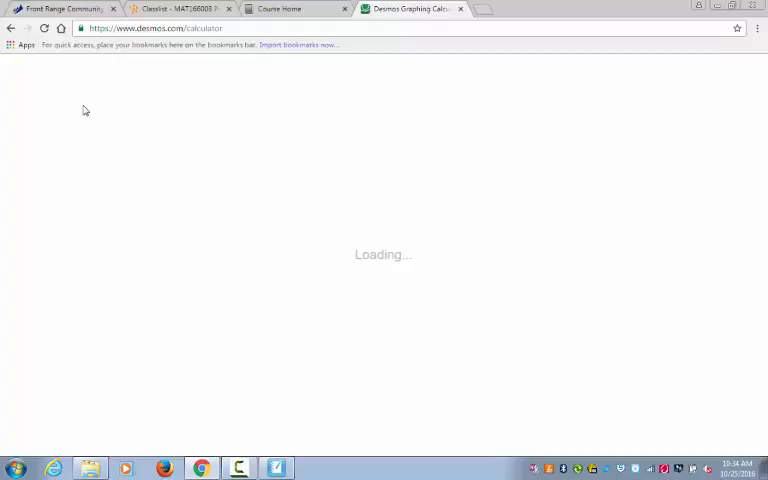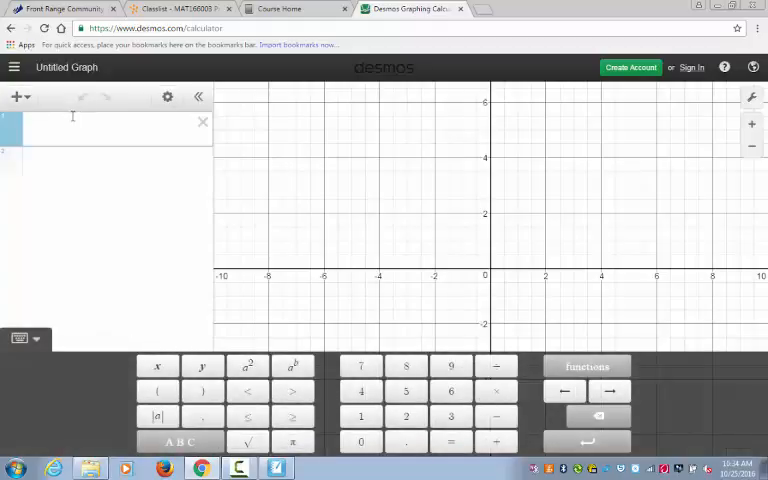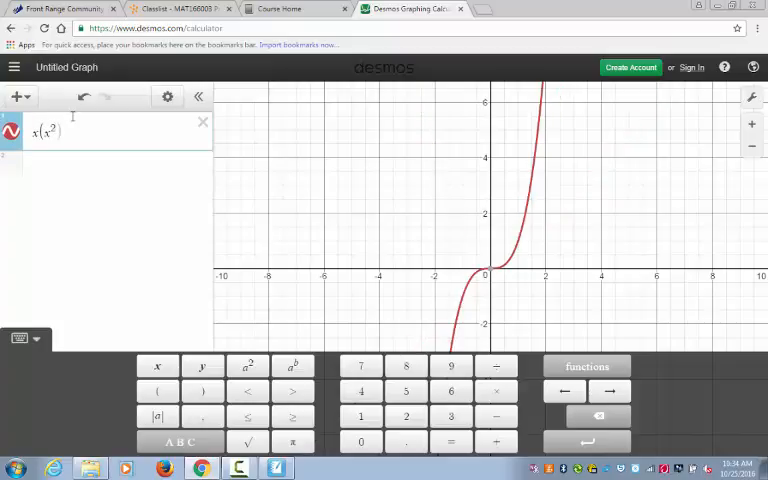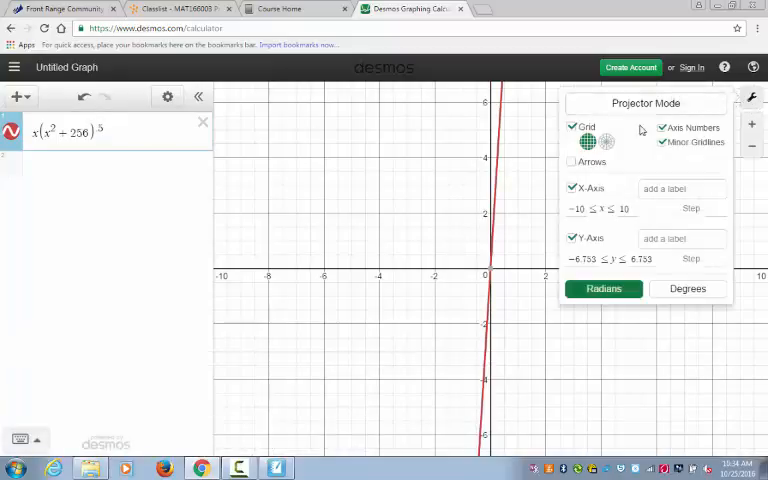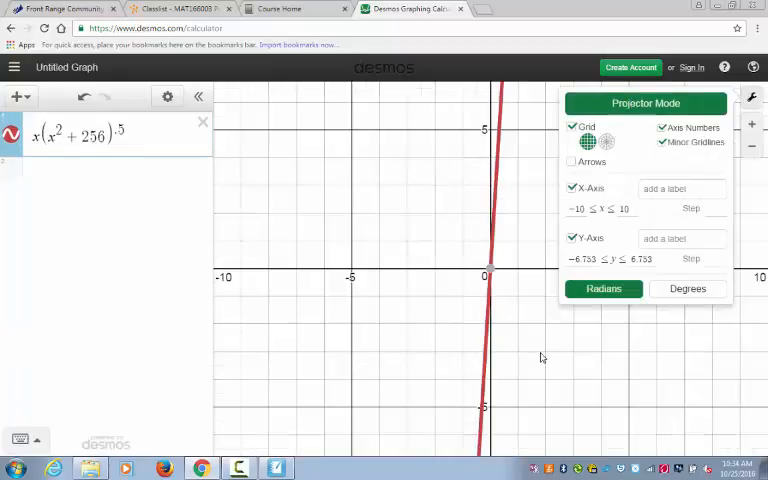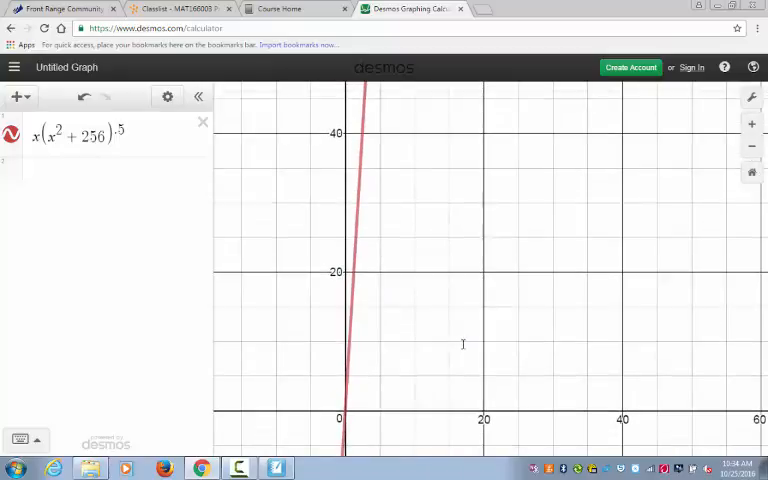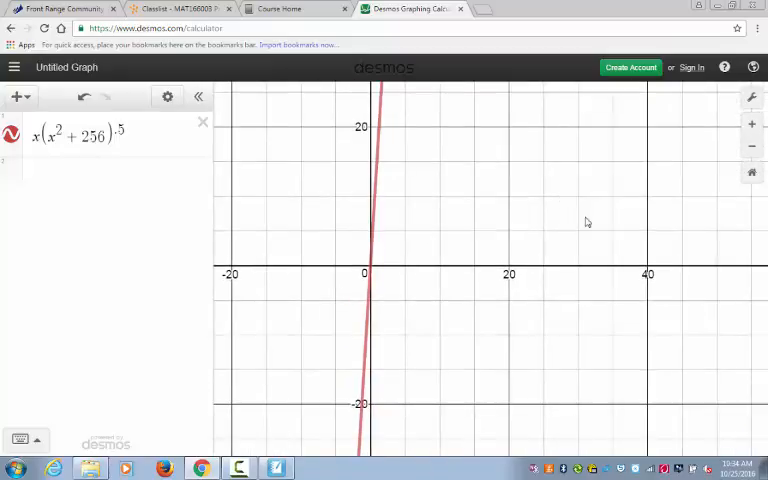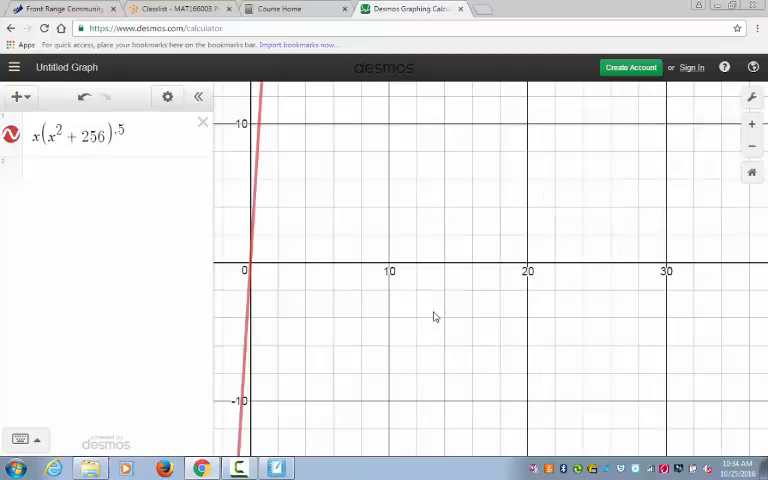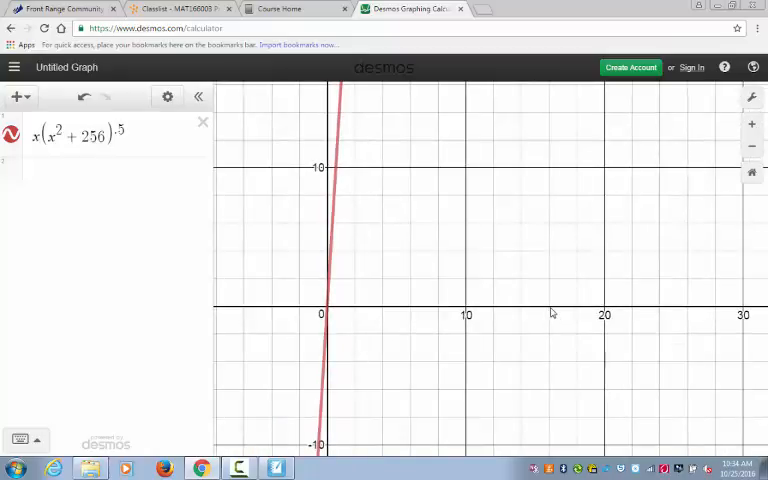So x and then square root, I'll do x squared plus 256. And to get a square root symbol, I'll go up and just do 0.5. All right. Let's zoom out. All right, so we only really care about 0 to 16, right?